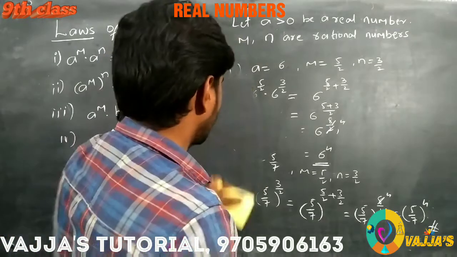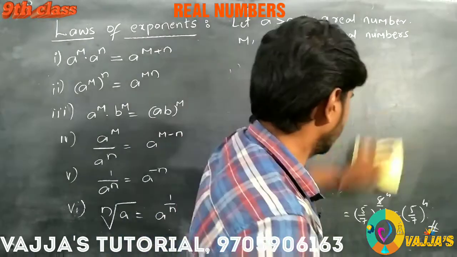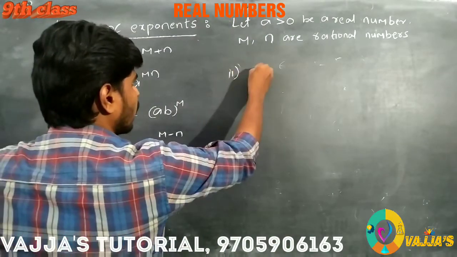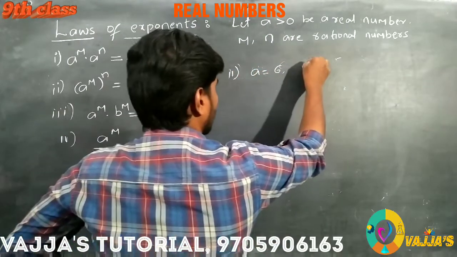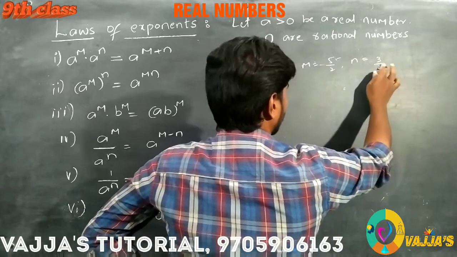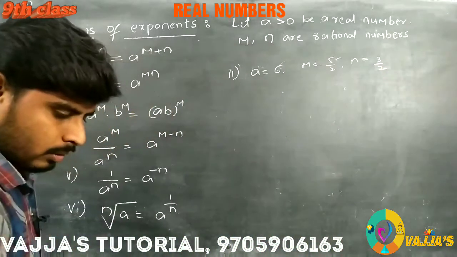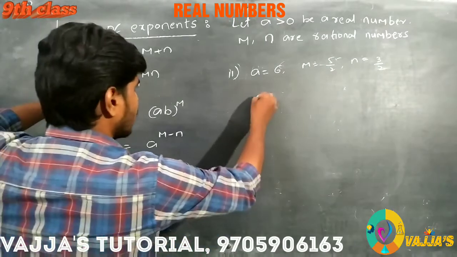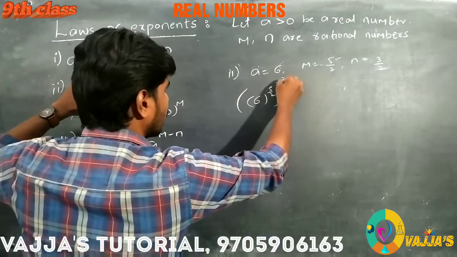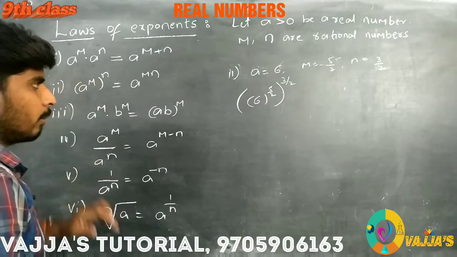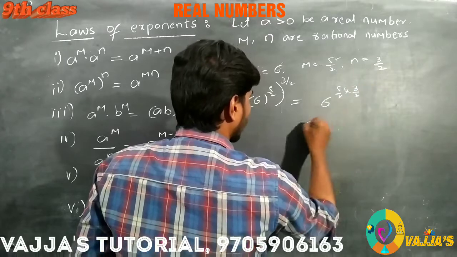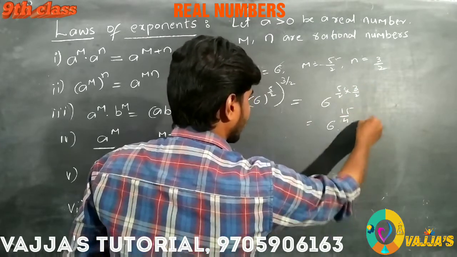Look at the second law. I am going to take the same numbers here. a equals 6 as it is, m equals 5 by 2 and n equals 3 by 2. So what becomes here? 6 power 5 by 2 whole power 3 by 2. That is 6 power 5 by 2 into 3 by 2, nothing but 6 power 15 by 4 is the answer here.